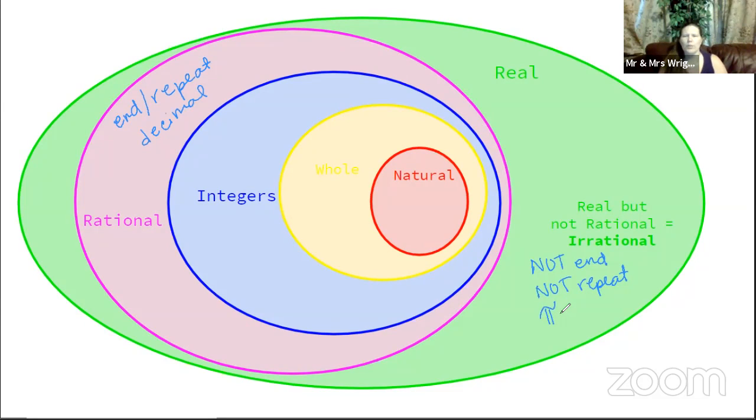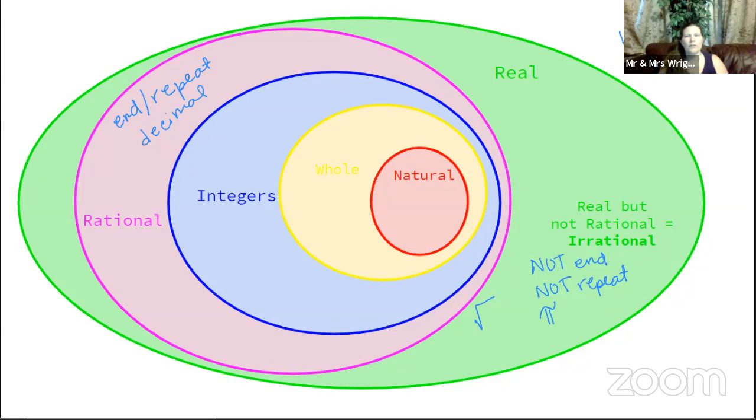Remember pi, 3.1415 and so on. It never, never repeats, and it never ends either. So pi is one. Another one, the common irrational numbers you're going to see are numbers that are inside of a radical sign. And these are things that are not perfect squares. So just because you see a radical sign does not mean that it's an irrational number.